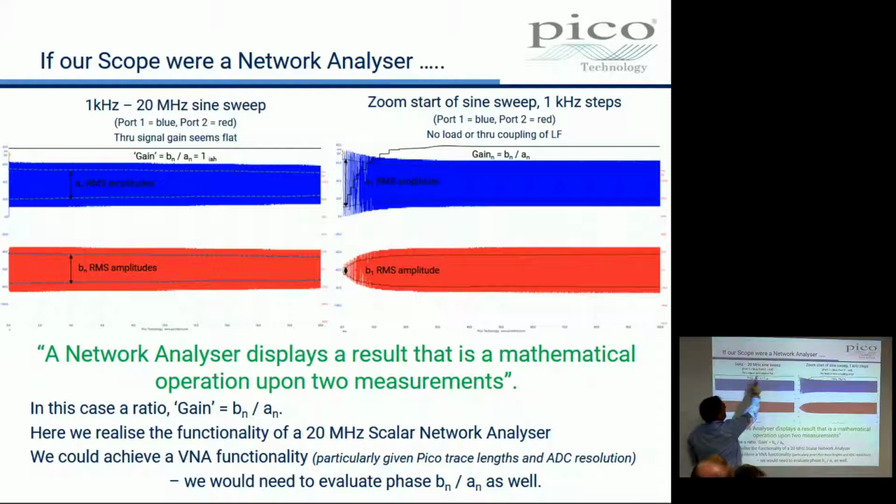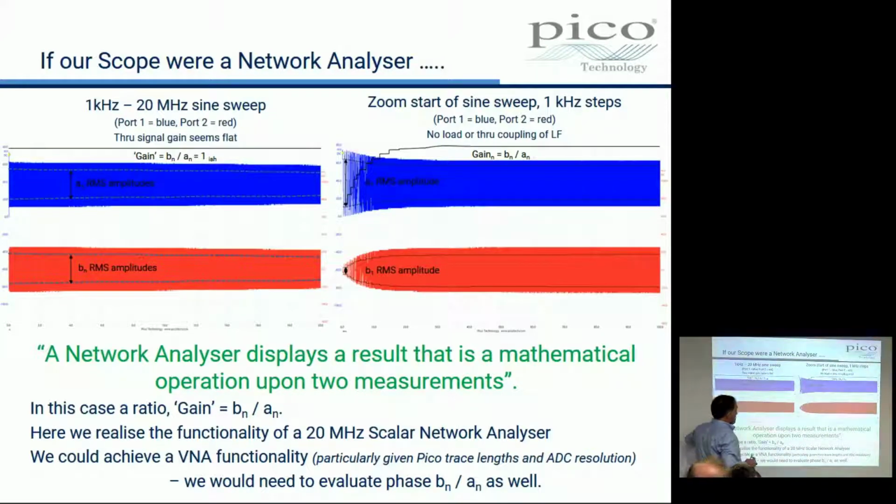It plots a ratio or a mathematical operation between the A wave, the incident wave, the input, and the output, the B wave as we call it, yeah? So B over A, gain is 1. If you zoom in, what you see is this. So it has no gain or very little gain at low frequency, and then the gain increases to 1. Okay? And the network analyzer, if the scope had the function, would plot that. I guess you can use math waveform actually. You could plot that as a math waveform on the Picoscope.